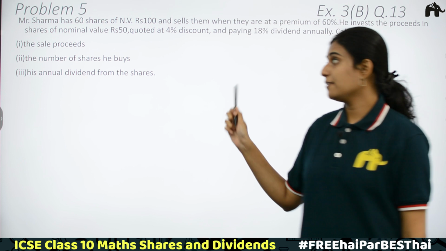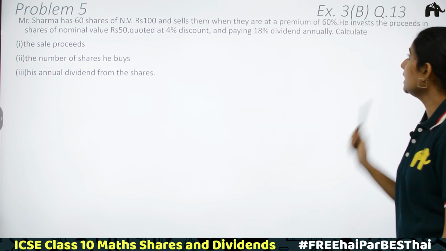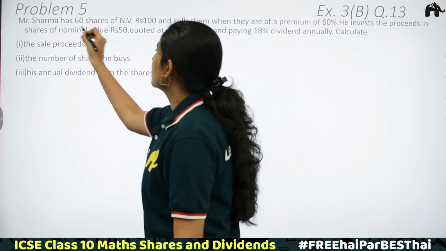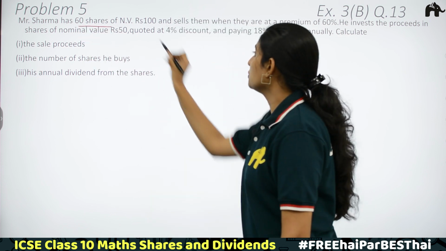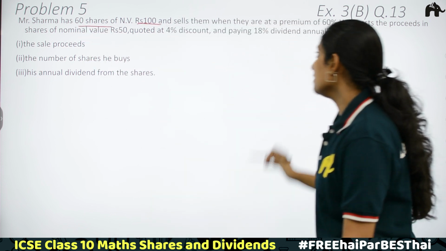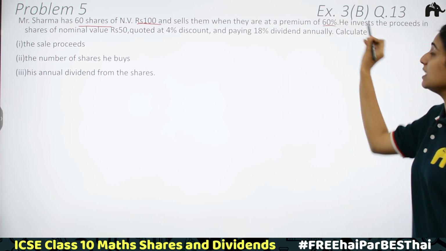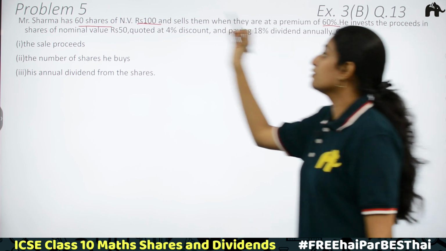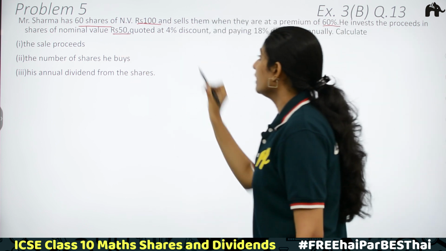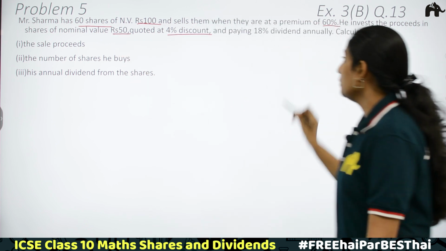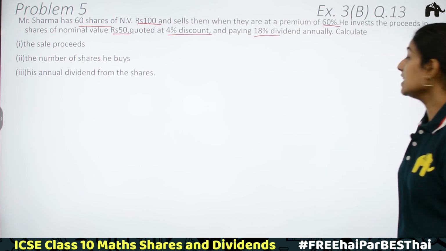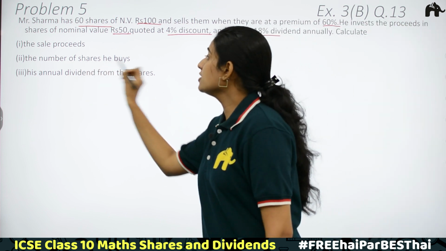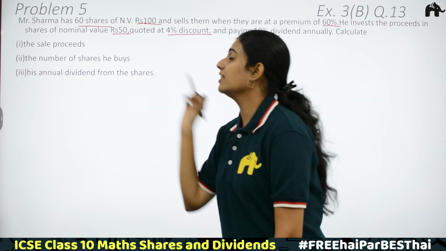Yes? Problem number 5. Question number 13 of exercise 3B. Mr. Sharma has 60 shares of nominal value rupees 100 and sells them when they are at a premium of 60%. He invests the proceeds in shares of nominal value rupees 50, quoted at 4% discount and paying 18% dividend annually. Calculate the sale proceeds, the number of shares he buys and his annual dividend from the share.